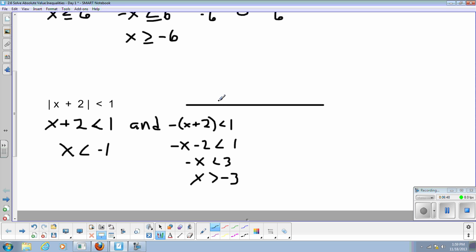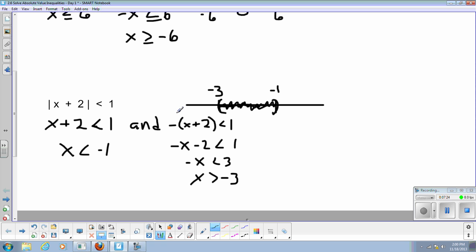So I'm looking for those numbers, I'm going to put my numbers above, that are greater than negative 3 and less than negative 1. Parenthesis is where the numbers are going to be, opening greater than negative 3, parenthesis less than negative 1, and I'm going to shade in between. Numbers on the outside, for example, if I test 0, 0 plus 2 is 2. The absolute value of 2 is 2. And is 2 less than 1? No, it is not. That area doesn't work.